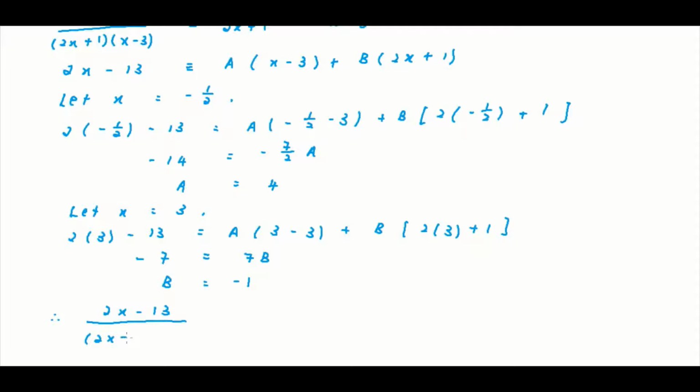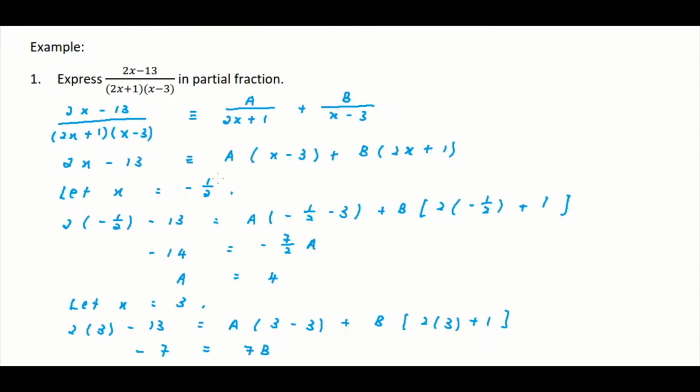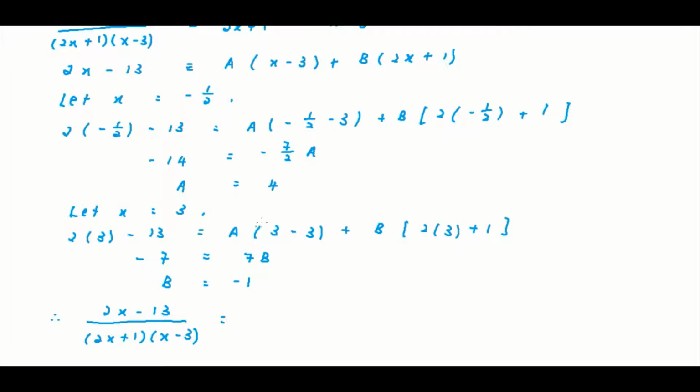So 2x plus 1, x minus 3. You remember just now, a over 2x plus 1 and b over x minus 3, right? So you need to write down your a is 4, so that's 4 over 2x plus 1. Then b is negative 1, so minus 1 over x minus 3. So this is how you get your partial fraction.